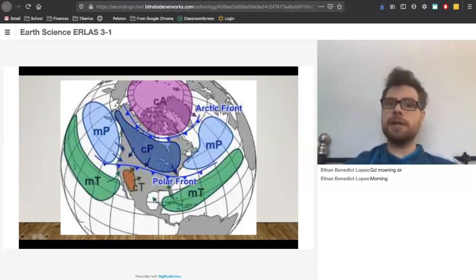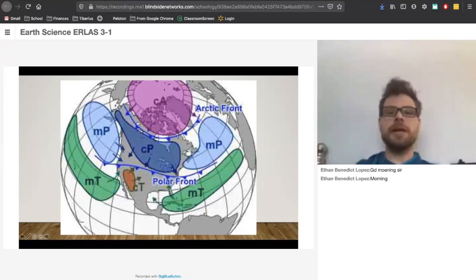And then CA, it's really dry up here. Even though it's not all land up here, there's a lot of ice, so we don't really get the evaporation from the ocean. So this is going to be a CA air mass.